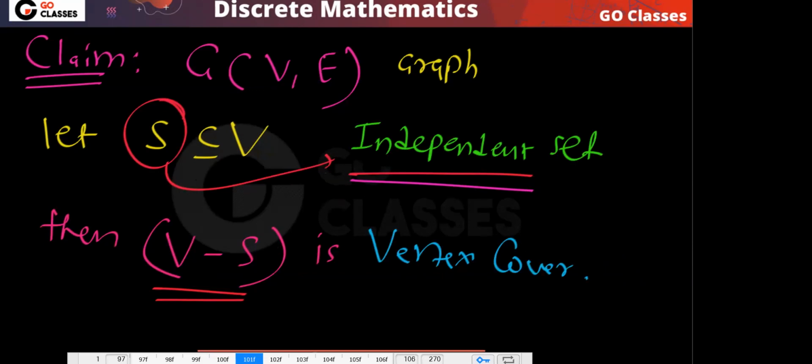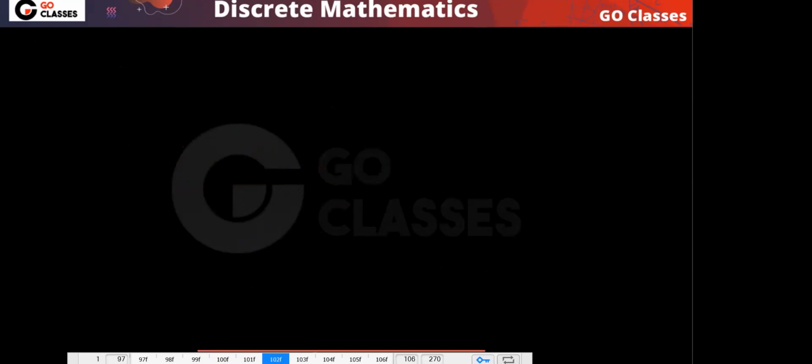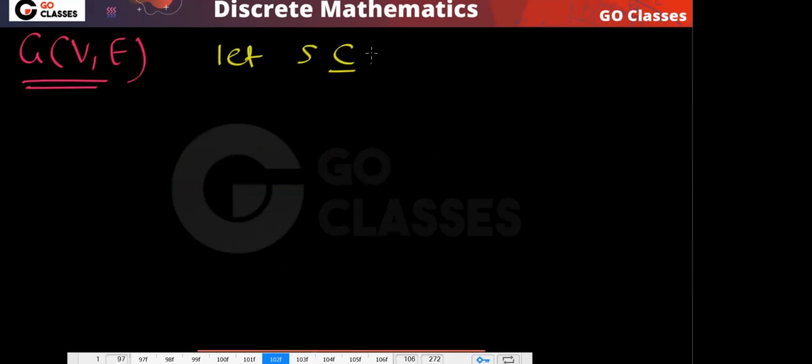And the proof is actually a very cute proof. The proof is like this. So this is your graph G = (V, E). Let us assume that S is a vertex cover, a subset of V. Let's assume this is the vertex cover.